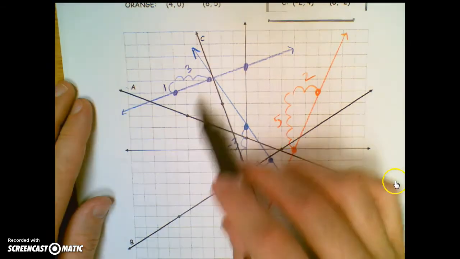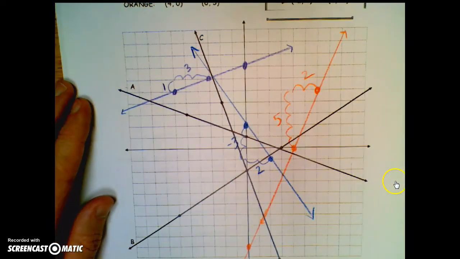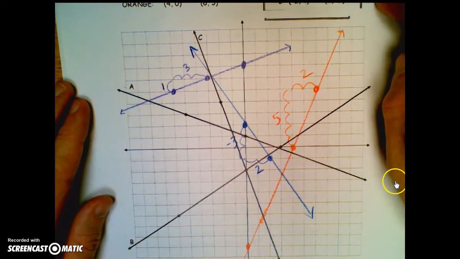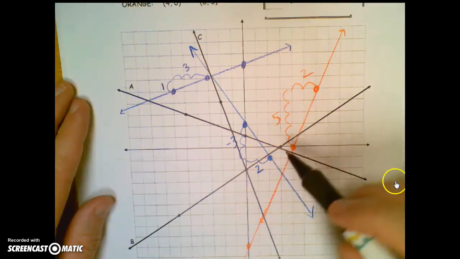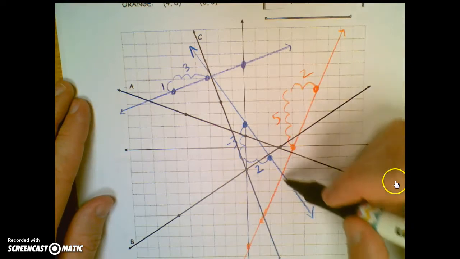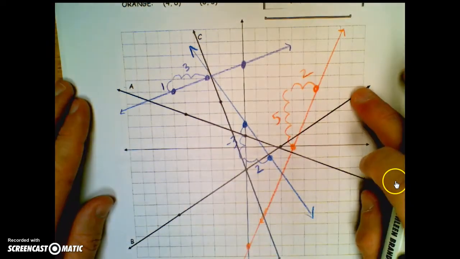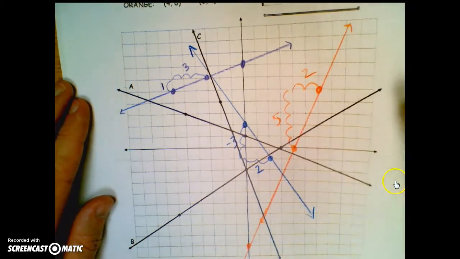Well, B and purple don't intersect on our graph. They will intersect way over in the top right somewhere, but nowhere that we see. So it looks like B's only option really is blue. If you look at it, blue and B are making that nice T shape right there in the center. So blue is perpendicular to B.